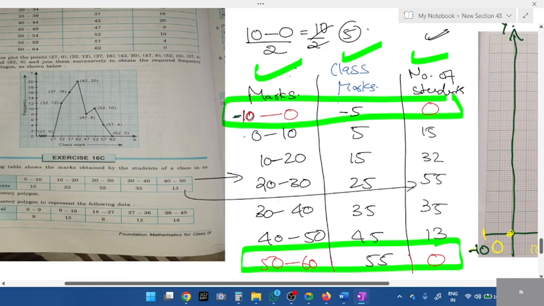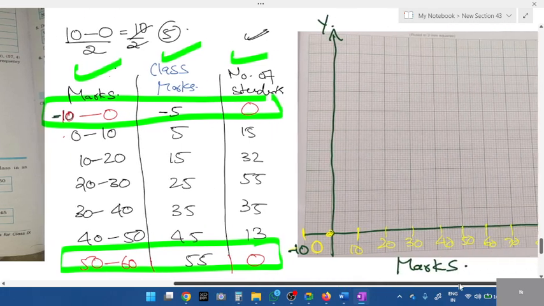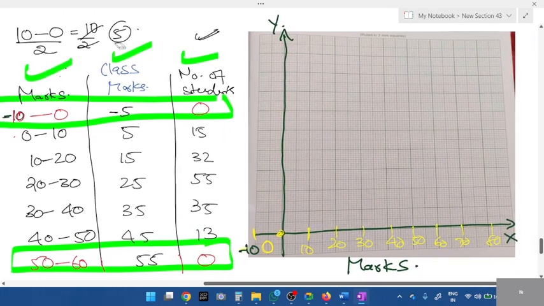How did we get the middle column? What calculation did we do? How did we get that middle value? 10 minus 0, right? Very good. Somebody said upper class lower limit. See, 0 and 10: 10 is known as upper limit, 0 is known as lower limit.